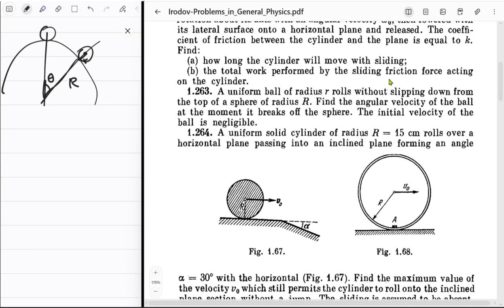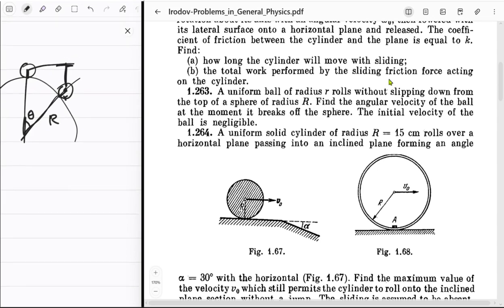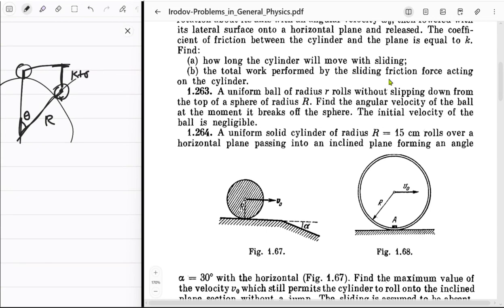We're finding the velocity of the ball at the moment it breaks off. The initial velocity of the ball is negligible, so at the top it was at zero velocity, then it goes down like that. Since it's just rolling, friction doesn't do any work, which means you just do energy conservation. So the drop in height is capital R plus small r times 1 minus cosine theta.